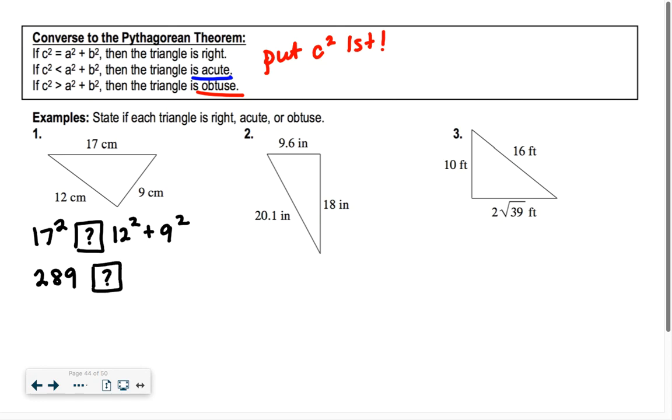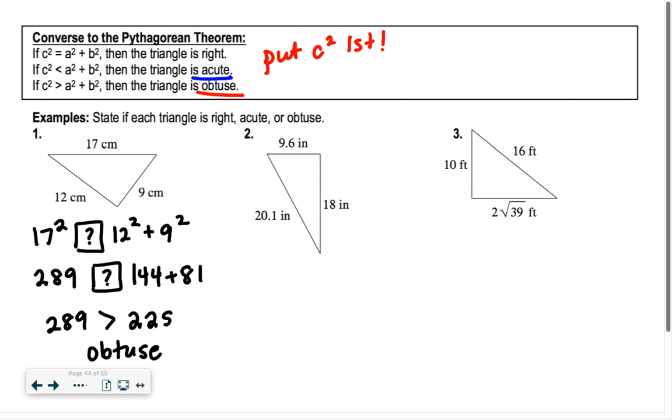Sycamore students always have to memorize their squares. So 144 plus 81 over here, I get 289. How is that related to 225? Greater than, less than, equal to? Greater than, right? So what would we say is this triangle: right, acute, or obtuse? Based on that, it was greater, so it's obtuse. That's why it's nice to put the c squared first, like I was saying.